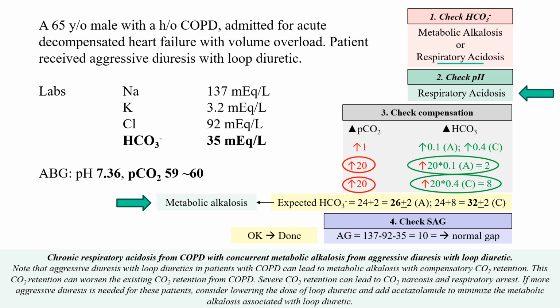Severe CO2 retention can lead to CO2 narcosis and respiratory arrest. If more aggressive diuresis is needed for these patients, consider lowering the dose of loop diuretic and add acetazolamide to minimize the metabolic alkalosis associated with the use of loop diuretic.